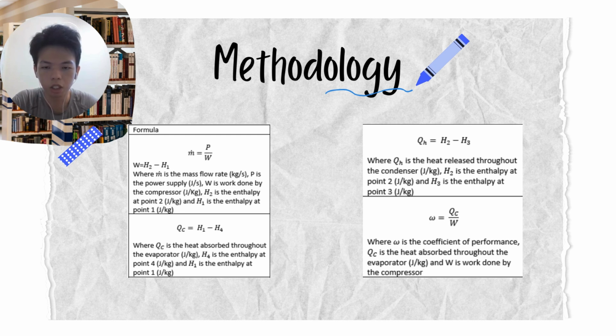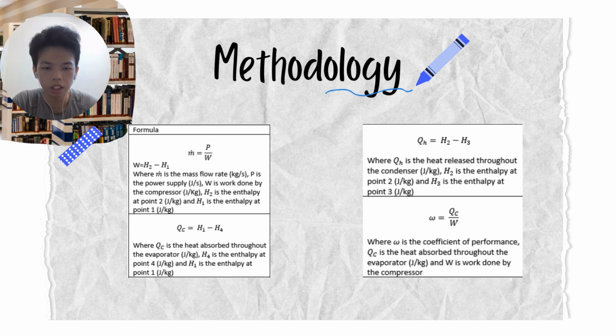The next formula is QC equals H1 minus H4. QC is the heat absorbed throughout the evaporator. And the next one is QH equals H2 minus H3. QH is the heat released throughout the condenser. And these are in units of joule per kg.